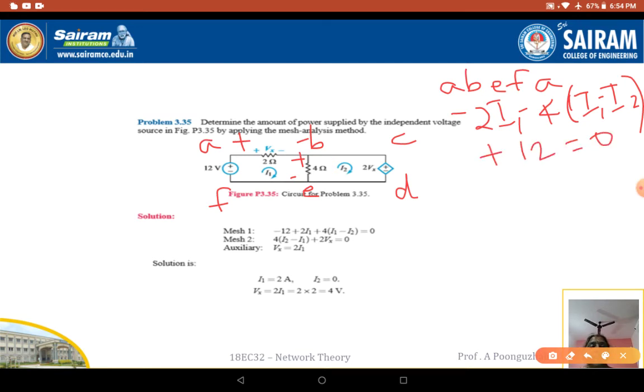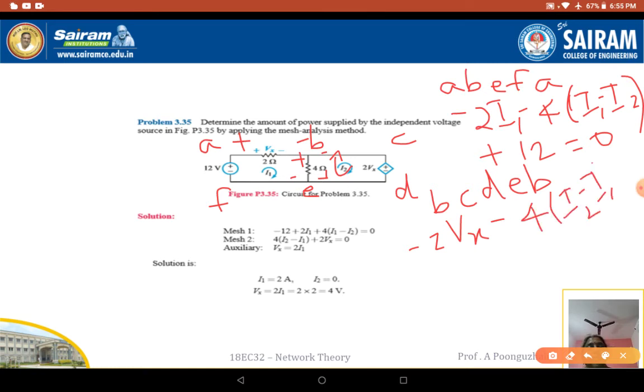And next is B, C, D, E, B. If I find this, plus 2 minus is going to be your minus 2Vx. Current is entering like this. This is plus, this is minus. So it is minus 4 into I2 minus I1 is equal to 0. So here in this equation, your Vx is going to be an unknown variable.